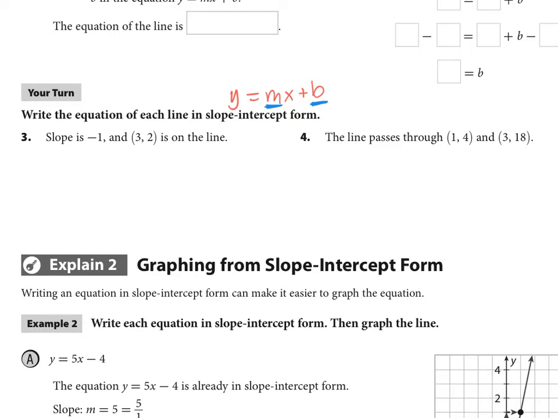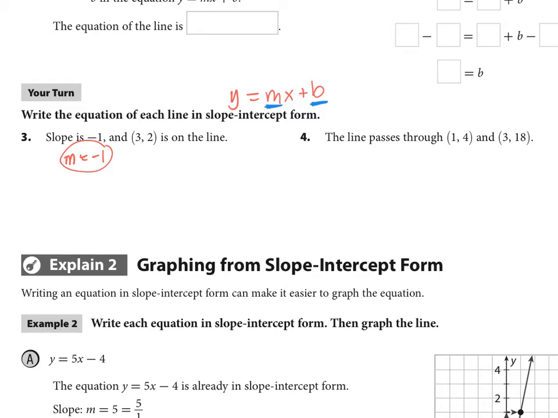So first thing we want to ask here is, do I know what my slope or y-intercept is? And I do. From this problem, I know that my slope is -1. So I'm going to write m equals -1. And half of my problem is already done just because it's already given to me. The next thing is, can I find my y-intercept? The y-intercept is when x is 0.